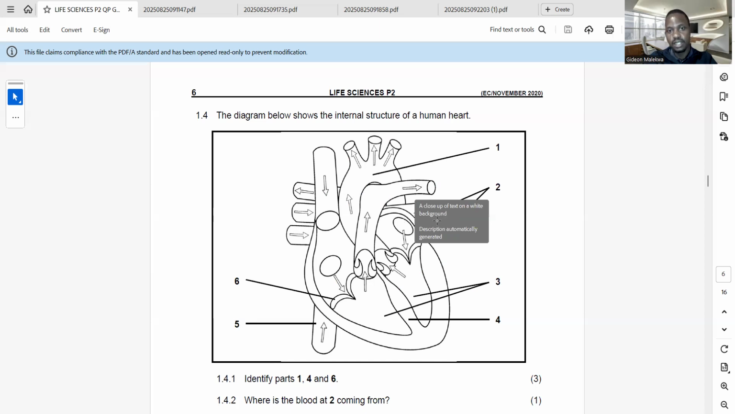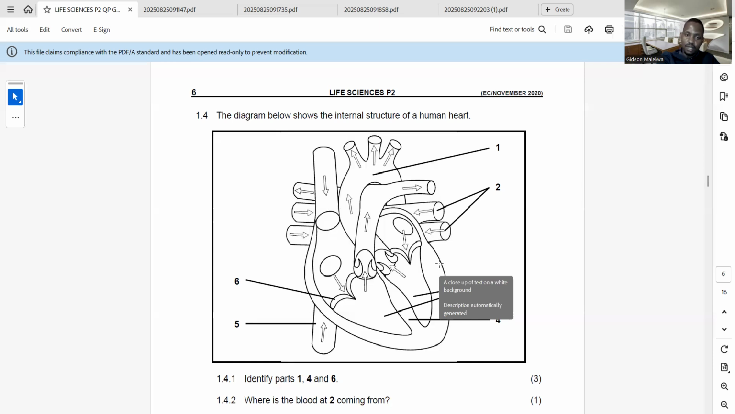The one that is bringing the blood back to the heart, which is labeled 2, that's the pulmonary vein. So this pulmonary artery, is it taking the blood away from the left-hand side or the right-hand side? So what I've just taught you now is our right-hand side becomes the left, our left-hand side becomes the right.